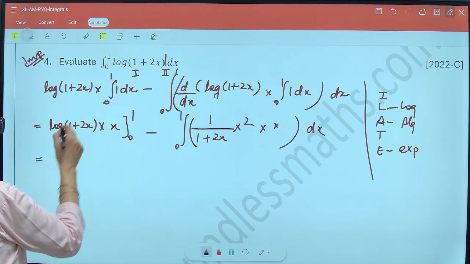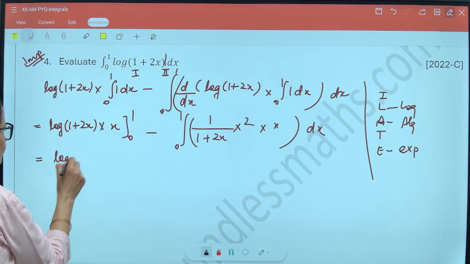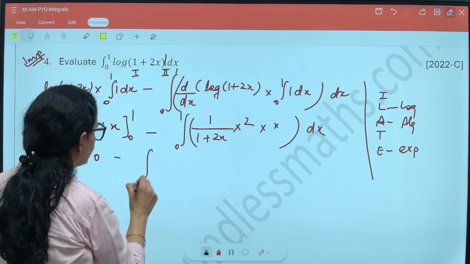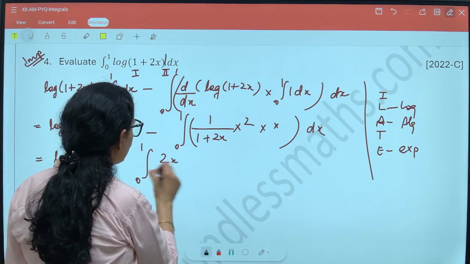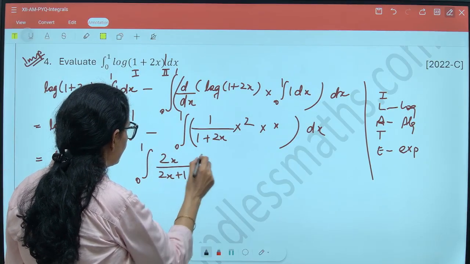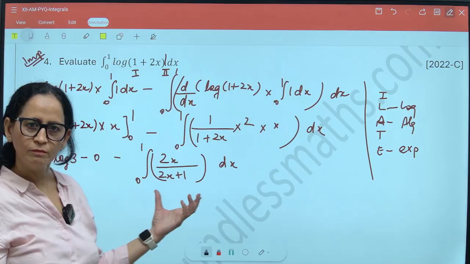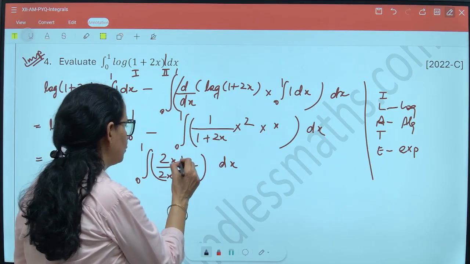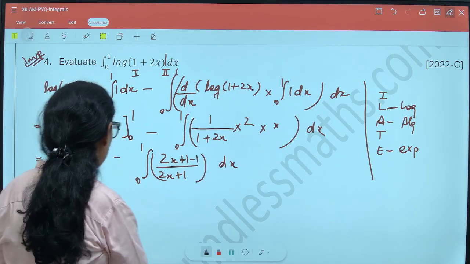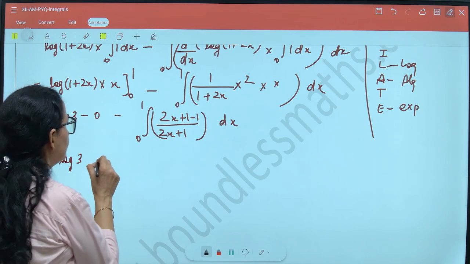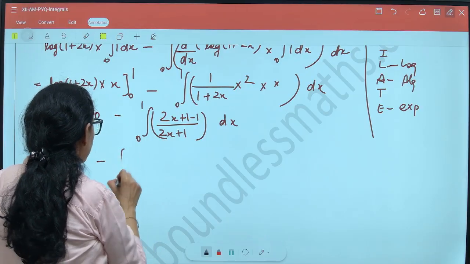Okay, now let's put x as 1, so this becomes log of 3 into 1, which is log 3 minus 0 minus integral of 0 to 1, you have 2x upon 2x plus 1 dx. Now again, how do we integrate this part? Look at it carefully. You can do balancing for sure. Yes, balancing, wonderful. So outside you have log 3, let it be, minus, break it up into two parts.